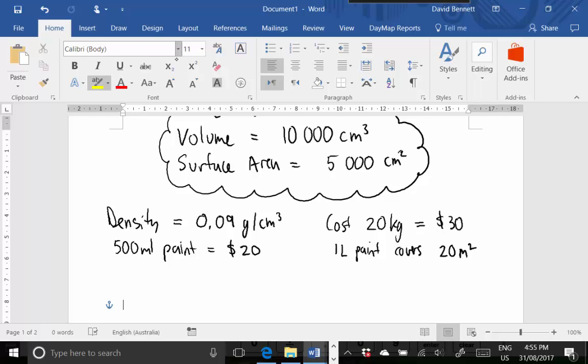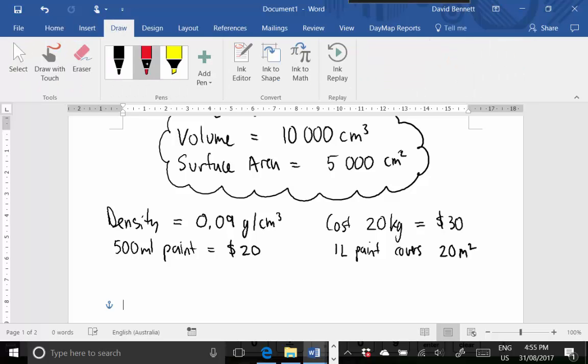So if we're looking at the volume, I might just change the colour of that. So the volume of concrete that we've got is going to be equal to the mass of it, I should say, the mass of concrete is going to be equal to the volume times by the density. That's the symbol for density. So that's going to be equal to 10,000 times by 0.09.